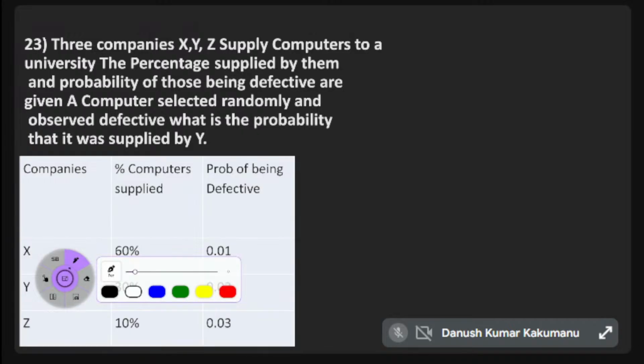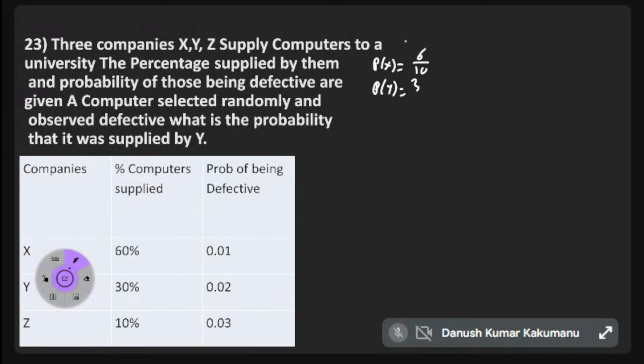Total probability. See here. Three companies, X, Y, Z, supply computers to a university. X supplies how much percentage? 60 percent. Convert into probability: X is 6 by 10. All of you understanding? Probability of Y is 3 by 10. Z is 1 by 10. Is it clear?